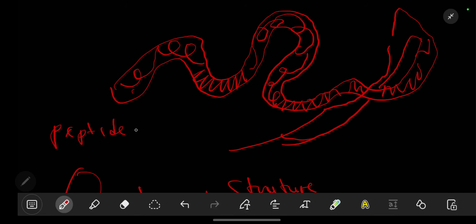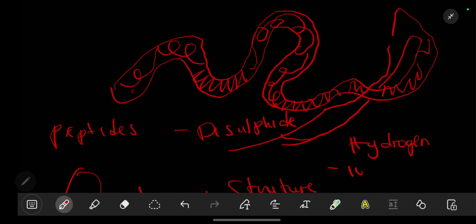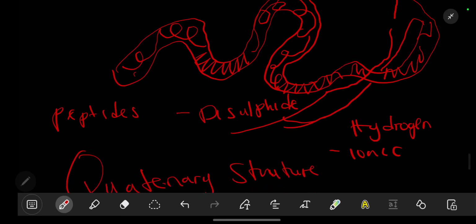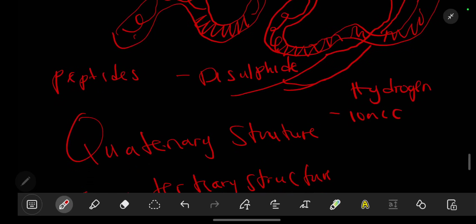Just to mention the bonds that make up the tertiary structure: number one, peptide bonds. Remember how we drew the amino acids in the previous video. We also have disulfide bonds, meaning two sulfurs bonding together. We have hydrogen bonds, ionic bonds, hydrophobic bonds, and van der Waals bonds. So that is all about the levels of folding.